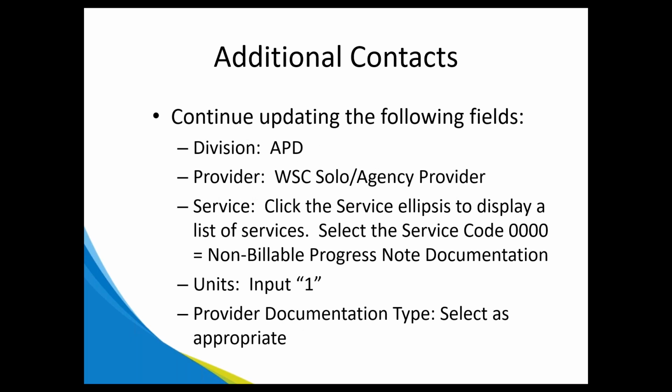Since we're not using an Auth ID for this one, the division and provider fields will not auto-populate, so you will have to manually add those. It's very simple. Division is always APD, and that provider field is always going to be your solo or agency provider name. Automatically pops up. And then on the service search ellipsis for the service code, you'll choose that 0000 code, the non-billable progress note documentation. Same as on the other screen, our unit is going to be 1. And here again, you're going to select which provider documentation is appropriate. Is it going to be face-to-face or another billable contact?